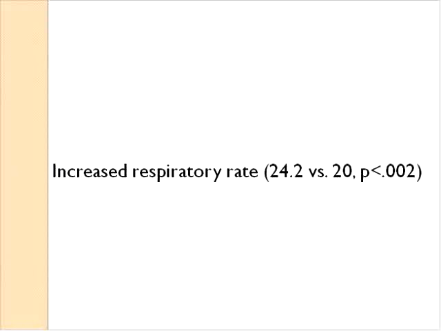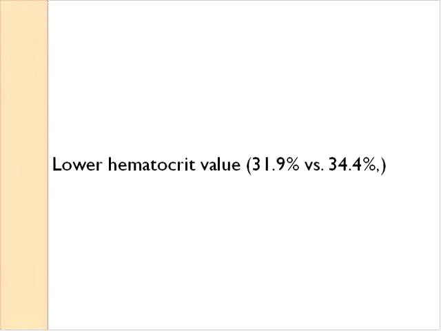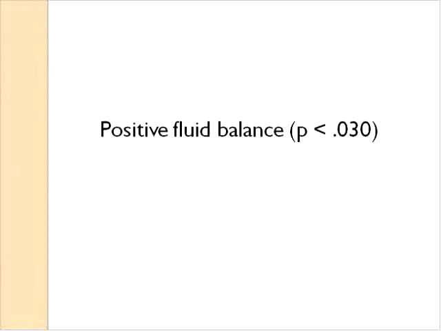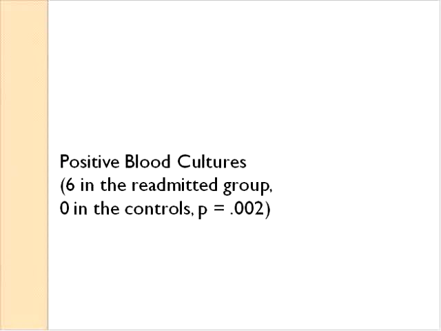However, if you look at the numbers, 24.2 versus 20 on the average, I don't think any of us would easily want to hang our hat on 4 breaths per minute difference in a recorded respiratory rate. Likewise, those patients were slightly more anemic, but 32 versus 34 really doesn't help us much in a clinical environment. Positive fluid balance did reach statistical significance, but once again, the difference was relatively small.